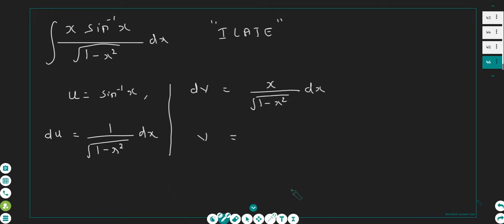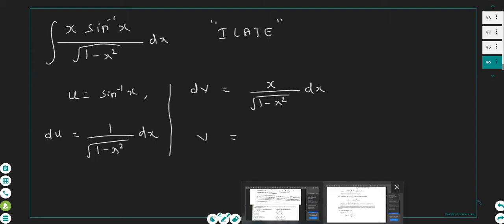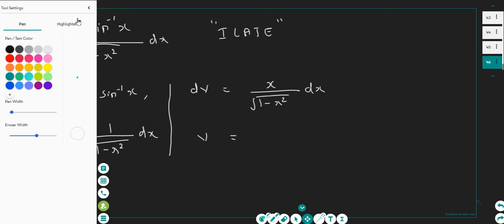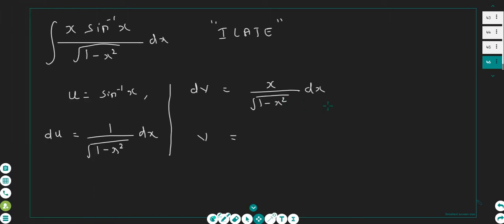So how do we do this one? We have to make some substitution. We'll do some substitution here to do this integration. Basically we just have to integrate this side, so I'm going to do some substitution. First let me erase this.